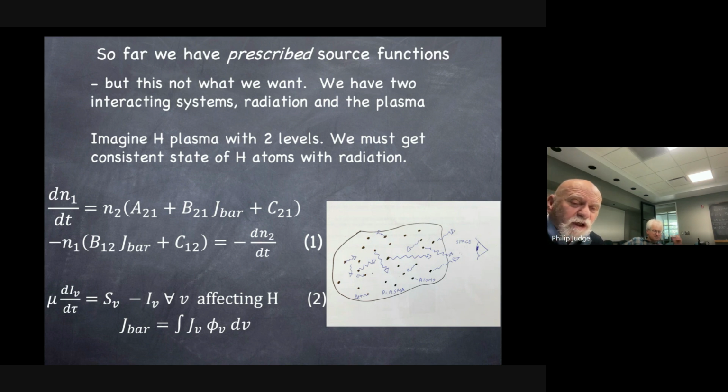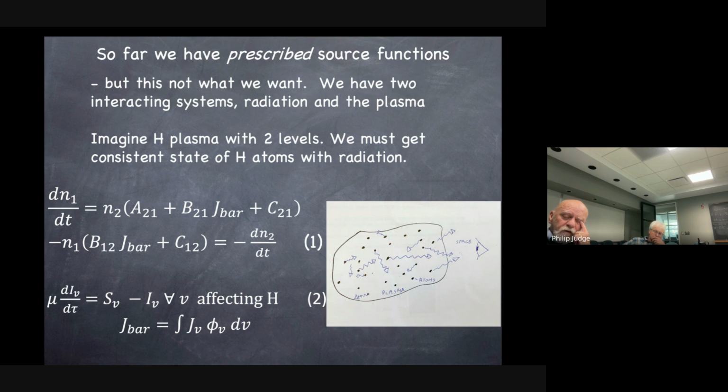Actually, the top equation is one equation, but we have an equation of state and a total number density for the hydrogen atoms. And then we have a functional equation down here. So we've got two equations at the top and an equation at the bottom. And we can expect to solve for I_nu as a function of the n's, and the n's as a function of I_nu, in some iterative fashion.